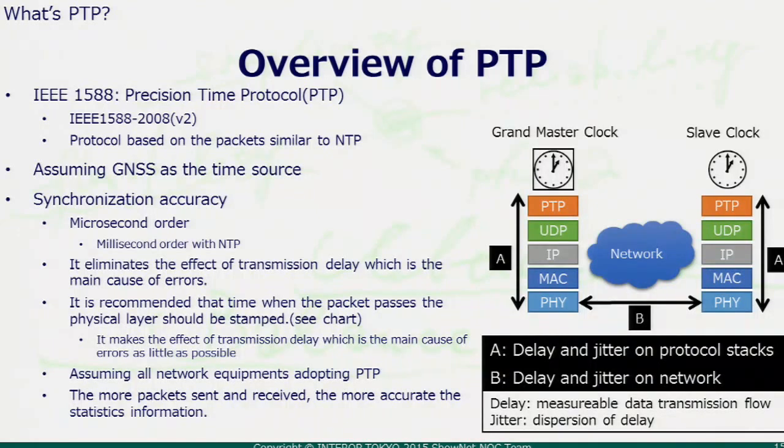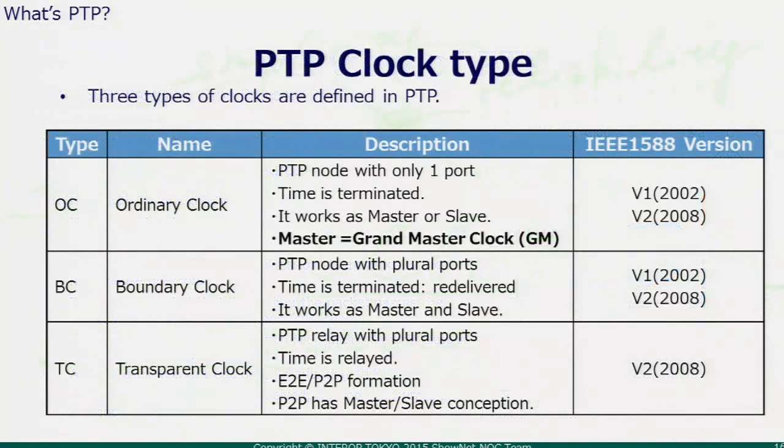And the more packets sent and received, the more accurate the statistics information. If adopted to mobile technology, it allows transmitting a maximum of 128 packets per second. So I will show you clock types defined by PTP.